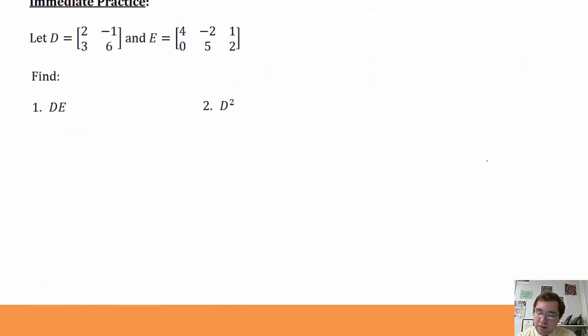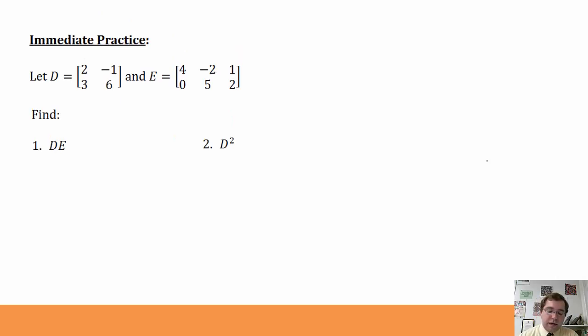Here are your immediate practice problems. Let D be the matrix 2, negative 1, 3, 6, and E be the matrix 4, negative 2, 1, 0, 5, 2. Find DE, D times E, and find D squared. That is the end of section 16.3.